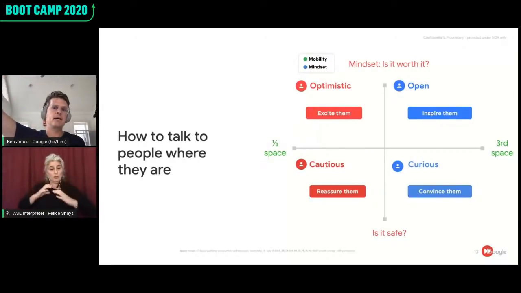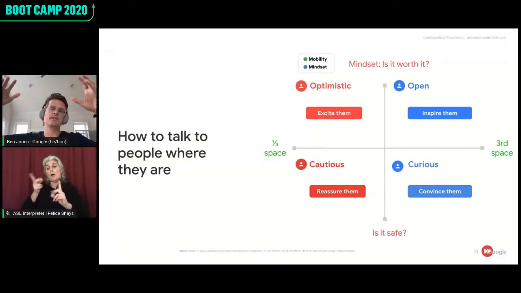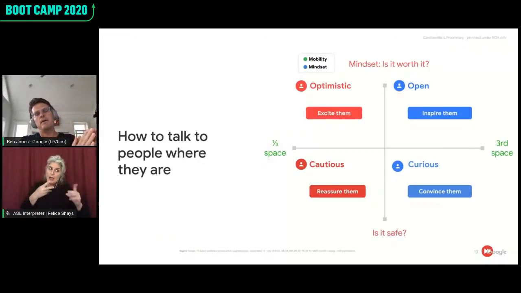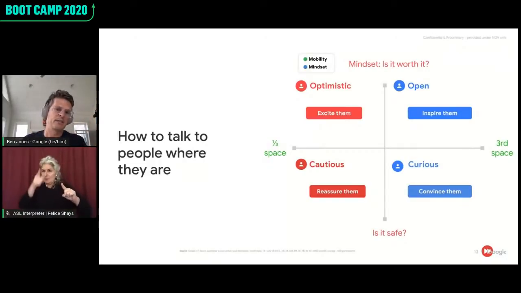On one axis, there is a mindset of is it worth it? These are people who are more open and assessing risk as they decide what they're going to do, versus is it safe, more cautious? And then the horizontal axis goes from third space, I'm definitely going to do it at home, to the third space, I want to be out. I want to be somewhere that's not home or work. So in the upper left quadrant, we can see folks who are broadly speaking optimistic, but still at home. So they're evaluating risks of activities they may engage in, but they're still largely focused on home.